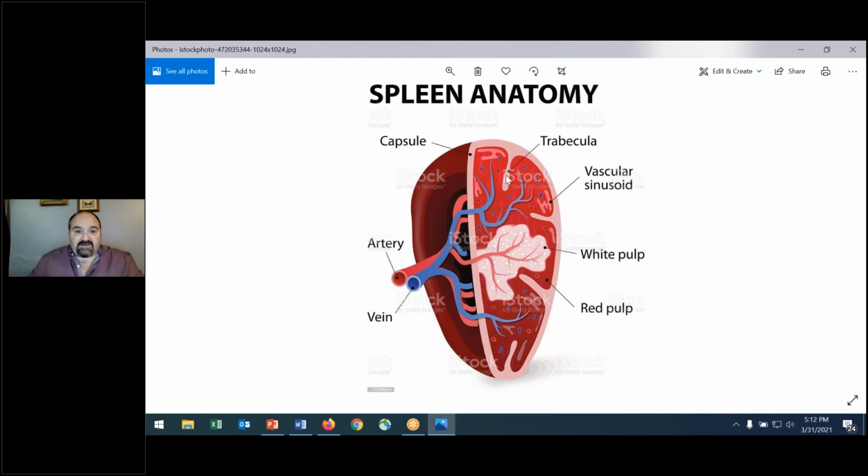And again, there are trabeculae present within the spleen, as well as trabeculae present within the lymph nodes, to help slow down whatever fluid is passing through. In the case of the spleen, it's the blood. In the case of the lymph nodes, it's the lymph.